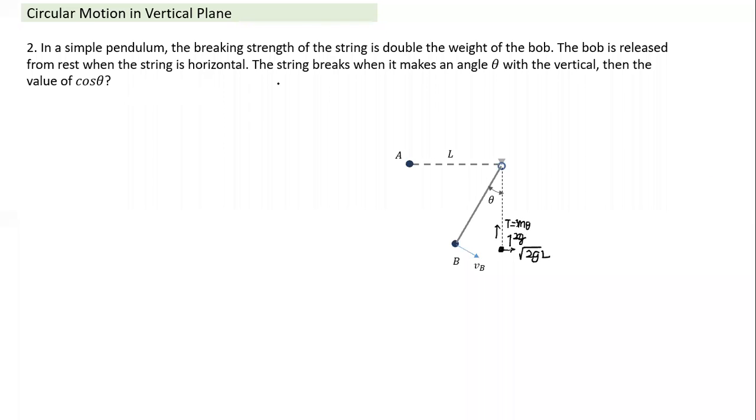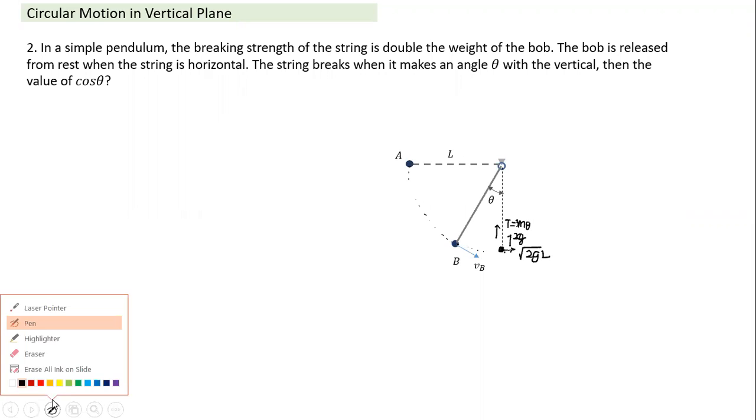But the maximum force it can take, its breaking strength, is equal to double the weight. So it means it cannot even reach this point. Even before it reaches this point, somewhere before this, as it is swinging like this, the moment tension reaches 2mg, it will break. So what we need to do is find the angle theta where it will break.